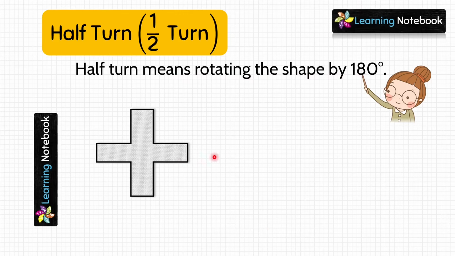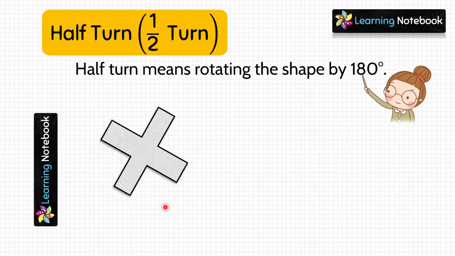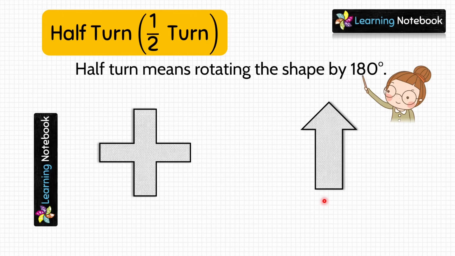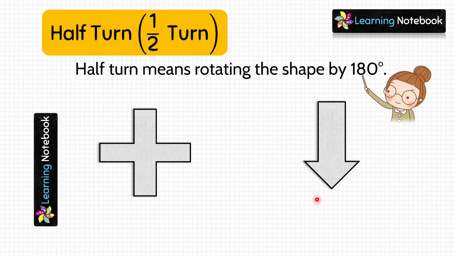Like here. Let's give a half turn to this shape. This means we will rotate this figure by 180 degrees. Similarly, let's give a half turn to this figure. Again, we will rotate this figure by 180 degrees. So this is the shape of this figure now after half turn. So students, you can get questions in your exam like you will be given a figure and you will be asked to draw that figure after quarter or half turn.